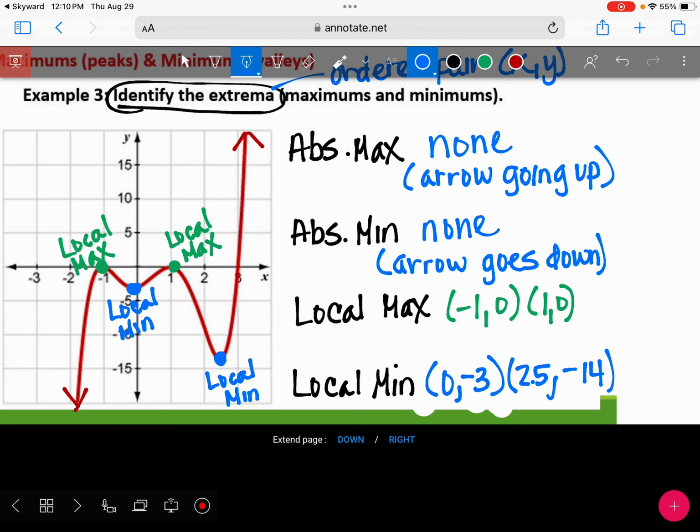Any questions? So I think these are easier when you have arrows that go opposite direction. It's a little bit easier because we already know we don't have absolutes. We only have locals. All right, so now let's look at the second graph. Does anyone need more time to copy down this one? All right, so now let's look at our second graph.